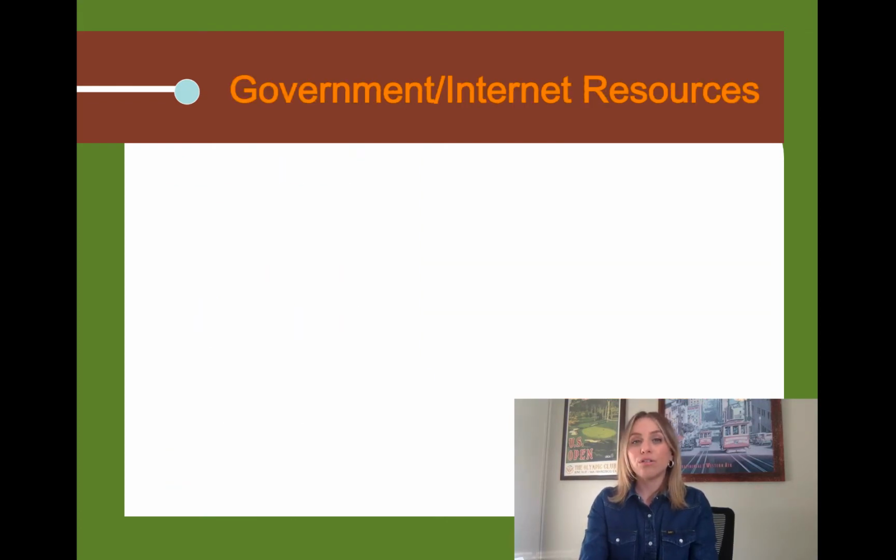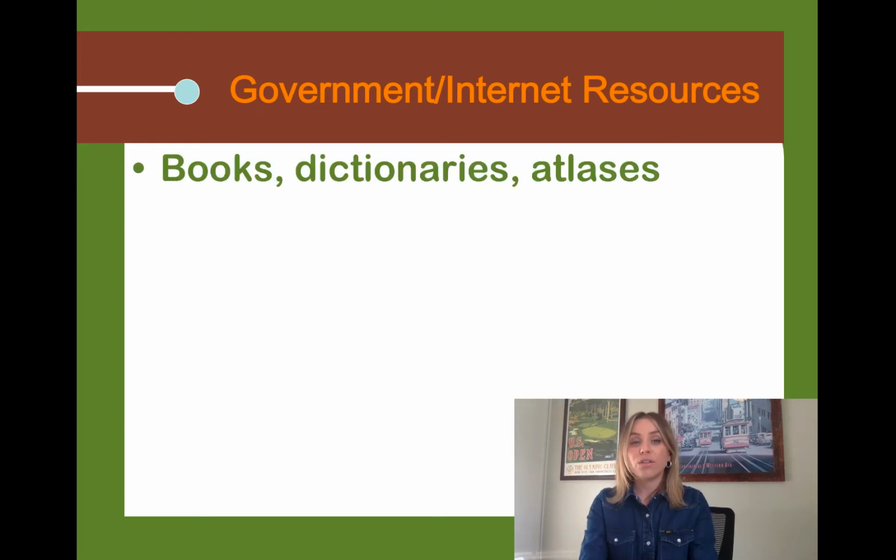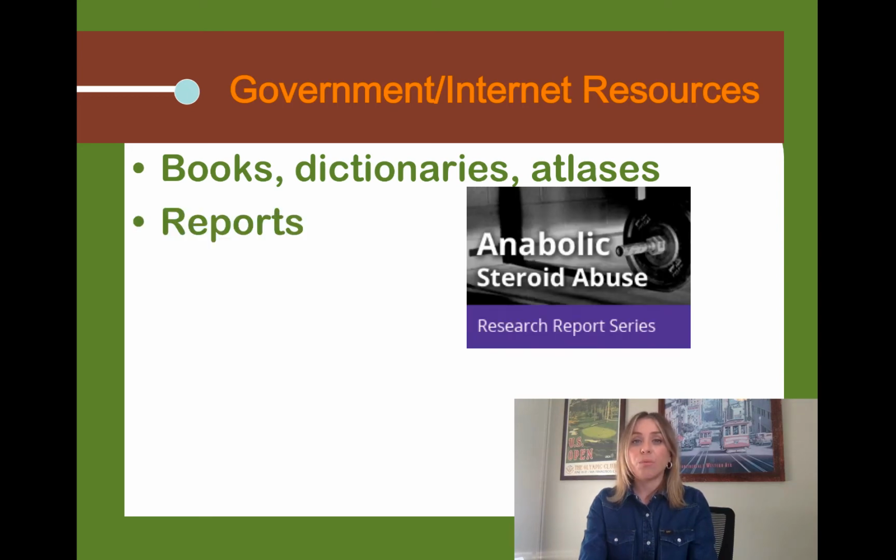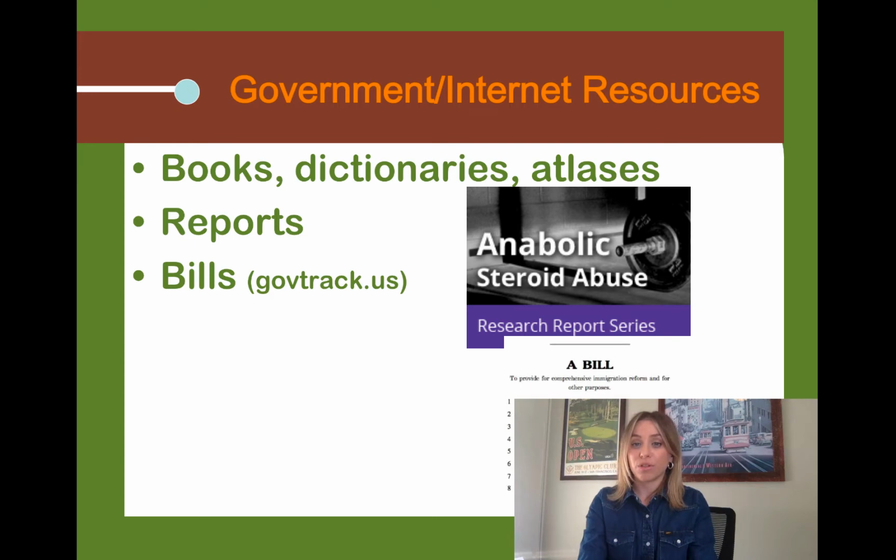All right, so you can also use internet resources and government resources. So this includes books and dictionaries, maps or charts that you find, reports. So I had a student give a report on steroid abuse, and so he found some information and statistics online. You can track government bills for new laws and upcoming information by going to govtrack.us and find these bills online.